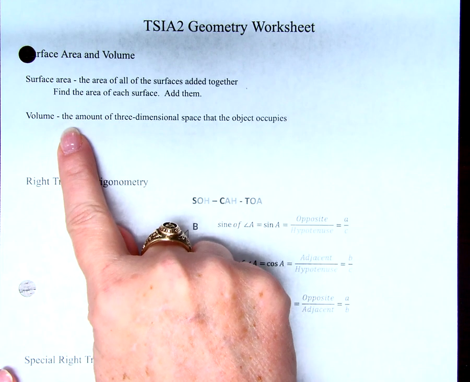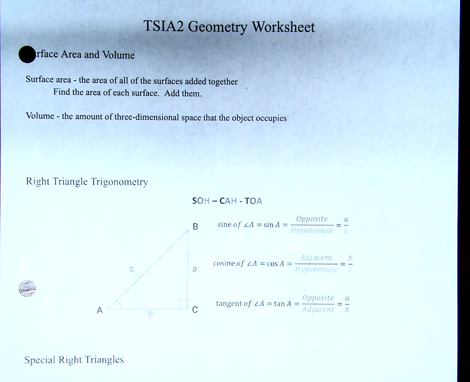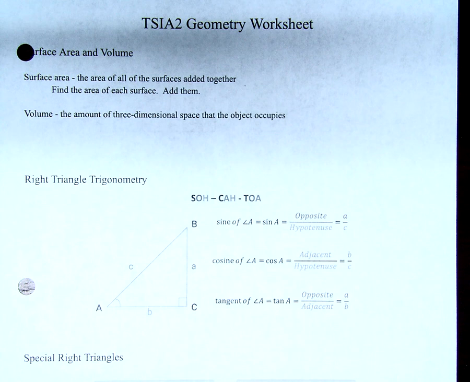Volume. Volume is the amount of three-dimensional space that the object occupies. How come I didn't give you a formula for volume? There's a lot. Okay. There's a lot. I believe when I took the test, if I'm remembering correctly, I don't think I had a surface area problem, but I'm pretty sure I had a volume problem, and it gave me the formula I needed for a volume. Okay.